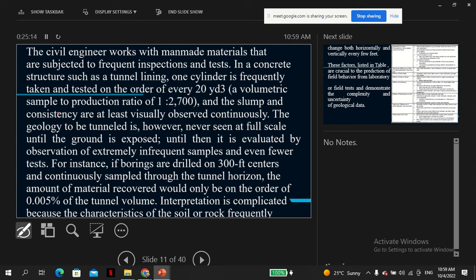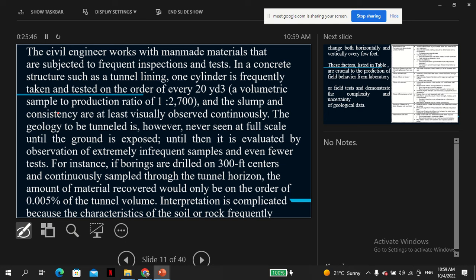test. Beyond that, in situ, there are a lot of uncertainties. So you never see it at full scale. You can only use models to try to predict the behavior. So in fact, the ground is never exposed fully. So it is evaluated by observation of extremely infrequent samples, and even fewer tests.